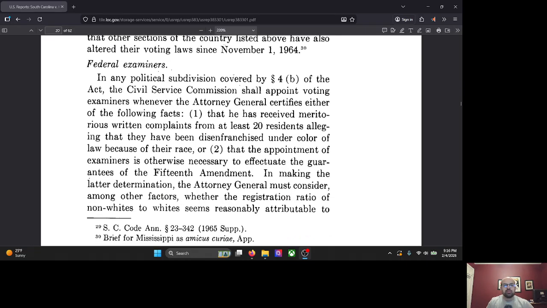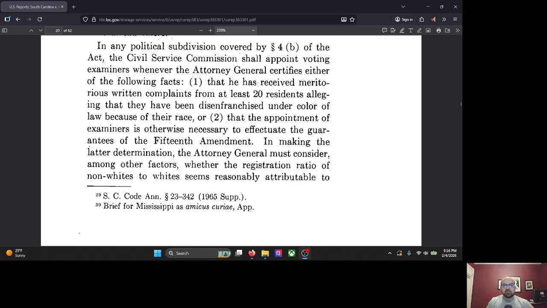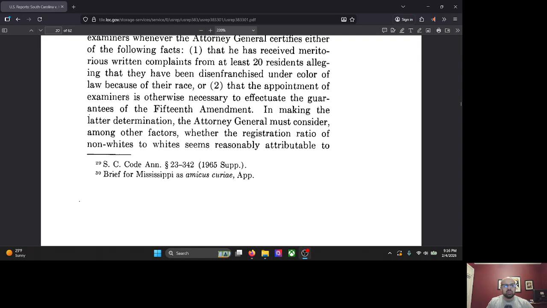In any political subdivision covered by subsection 4b of the Act, the Civil Service Commission shall appoint voting examiners whenever the Attorney General certifies either of the following facts. 1. That he has received meritorious written complaints from at least 20 residents alleging that they have been disenfranchised under color of law because of their race, or 2. that the appointment of examiners is otherwise necessary to effectuate the guarantees of the 15th Amendment.